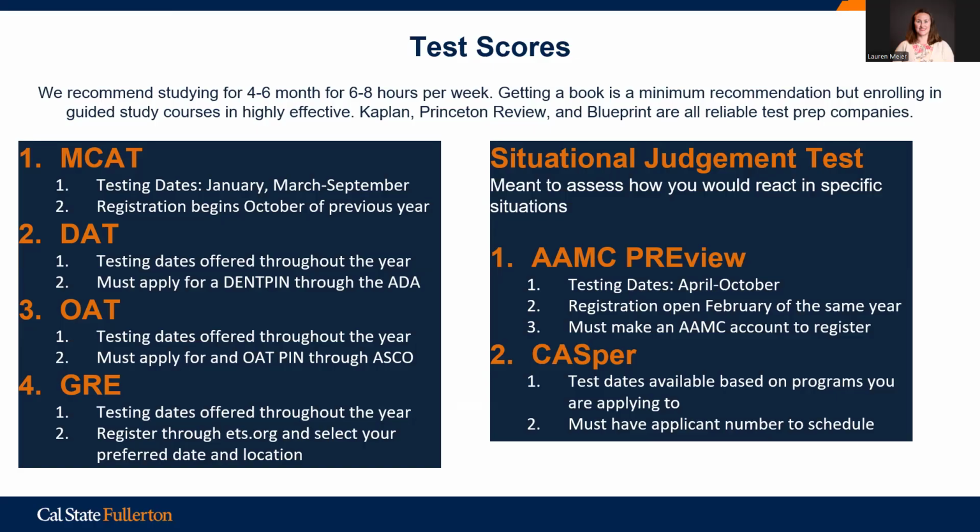For the CASPer exam, test dates are available based on programs you're applying to. So you would identify which programs you're planning to apply to and then sign up for dates relevant through there. You don't have to put every program, just one program and then the assigned dates there. Any test that you take, your results would be sent to any program that you have applied to, but you do have to have an applicant number to schedule those.